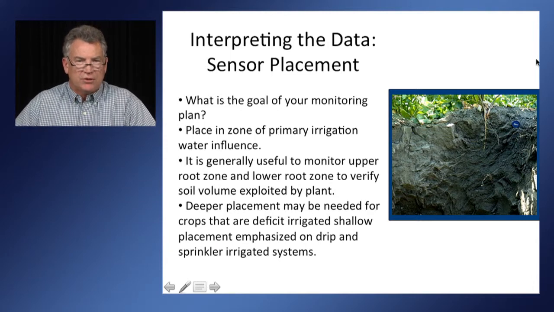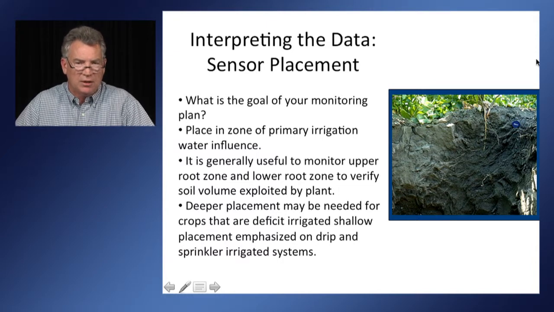So let's talk a little bit about sensor placement. What is the goal of your monitoring plan? If the goal is to have specific and discrete measurements for triggering irrigation events, sensor placement should be considered in that light. In another light, the sensor may be useful for long-term water management, and we might want to have more information about water storage characteristics of the soil and use that information for longer-term planning, as we've discussed earlier. We want to place these sensors in an area of primary irrigation water influence.